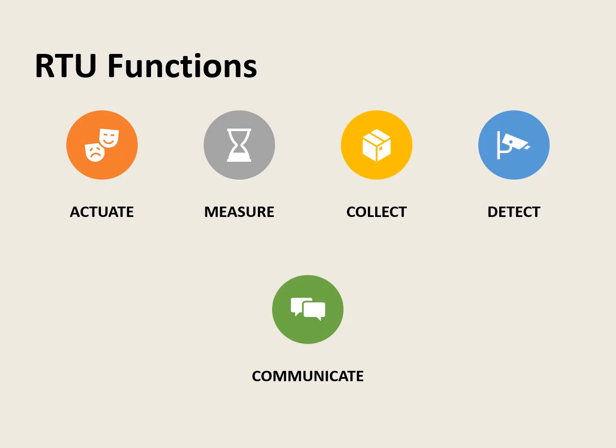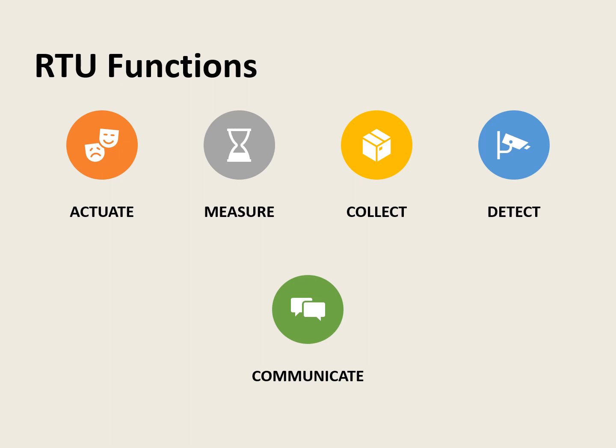The basic functions of a typical RTU include the following. Actuate. The RTU would set into motion the intended action by a field device, such as an actuator, a relay, or motor. Measure. The measurement function may involve process variables such as temperatures, pressure, volume, and so on. Collect. The RTU is used in the collection of data from field devices and equipment.